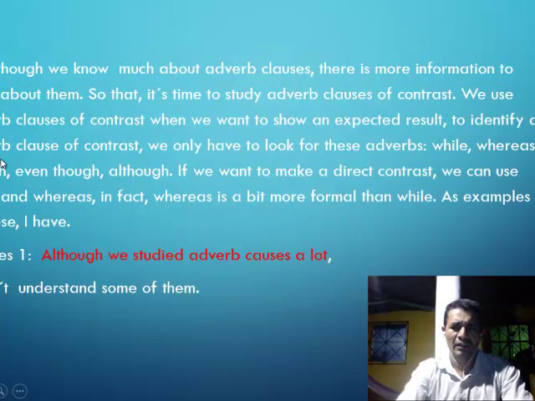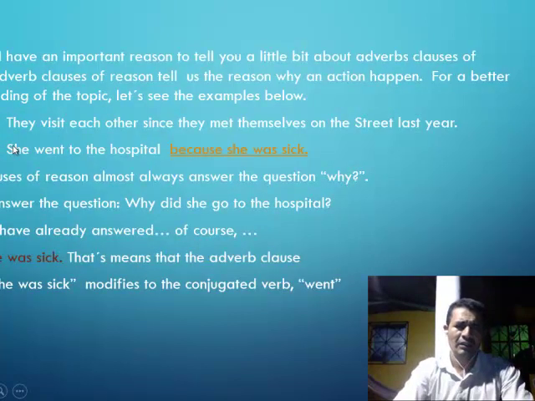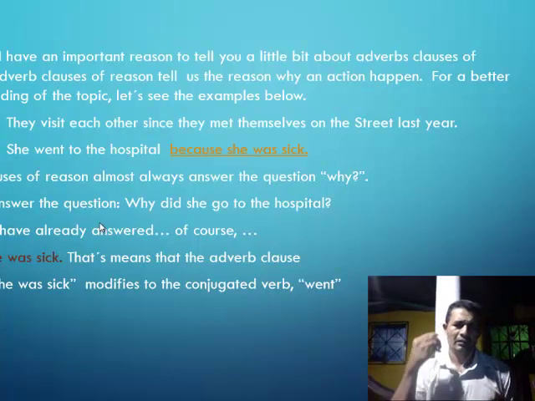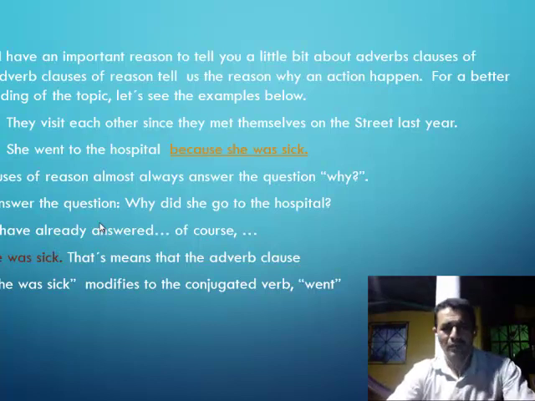Number 2: she went to the hospital. The question: why did she go to the hospital? Because she was sick. That is a reason, because she was sick. Adverb clauses of reason almost always answer the question why. Why did she go to the hospital? I guess you have already answered that question: because she was sick. That means that the adverb clause because she was sick modifies the conjugated verb went.